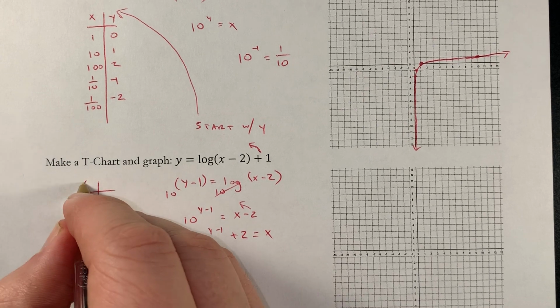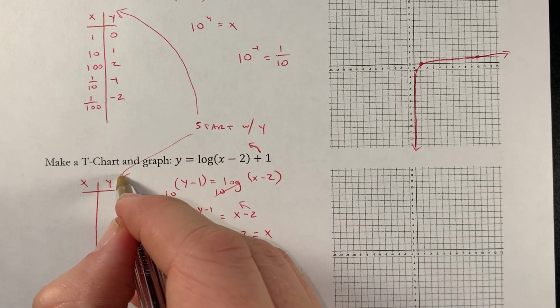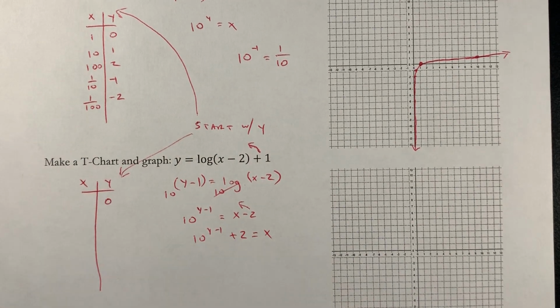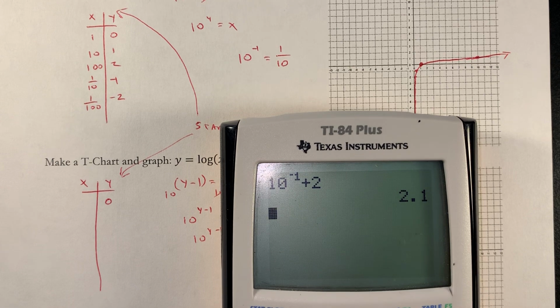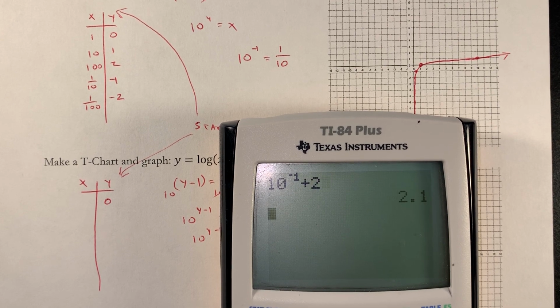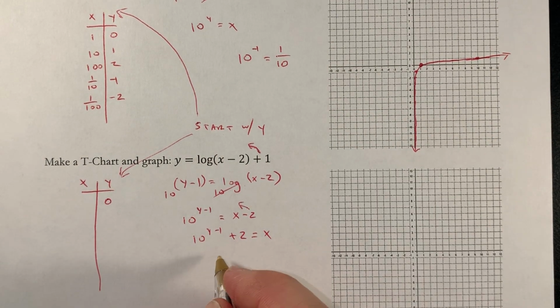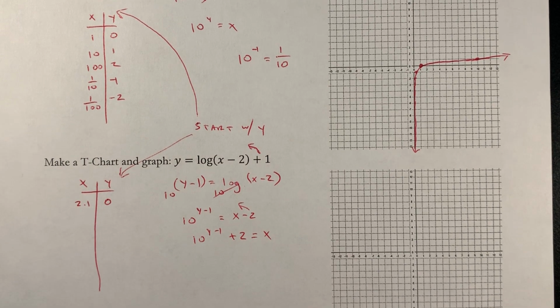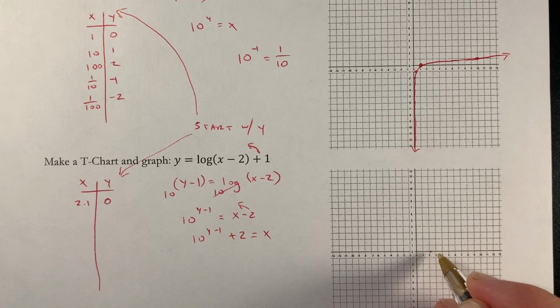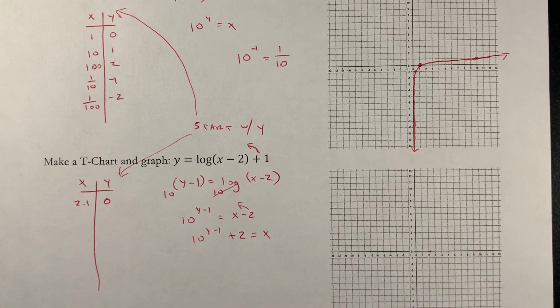So we'll make our t-chart. And once again, we'll start with y. So let's just start with the same y values and see what happens. So we'll put in a 0. So that's 10 to the 0 minus 1, so that's negative 1, plus 2, and that's 2.1. So x is 2.1. So our first point is 2.1, 0, so just a little bit past 2, and then up 0.